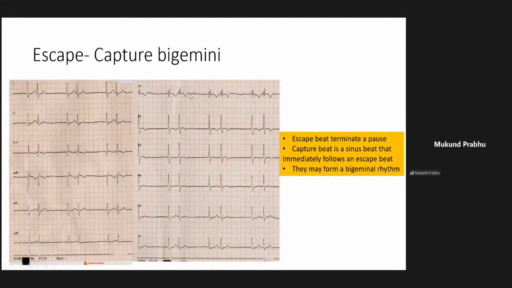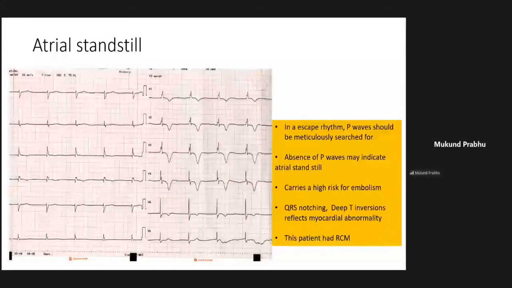You can see the P waves in the lead V1, to be clear, with my arrow here. So such beats are called capture beats. After an escape beat, the sinus is able to capture the ventricle again. And in this pattern, it is called escape capture bigeminy. It's one of the reasons for bigeminal rhythm.